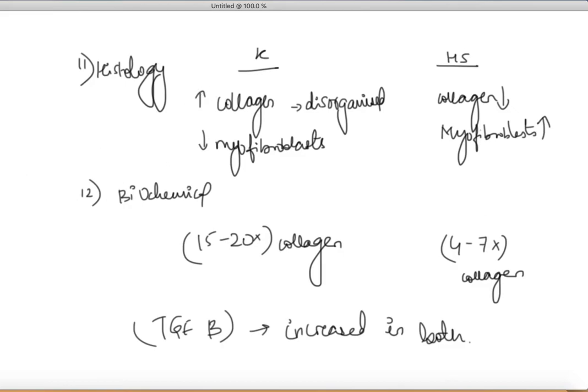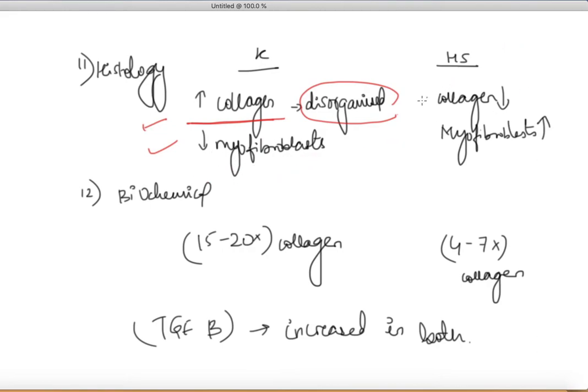Coming to histology of keloids, I just mentioned that the problem here is increased collagen production, and this collagen is in a disorganized manner. It is not in a proper organized fashion. Okay, and the next important thing is the quantity of the myofibroblast. The myofibroblast content is decreased.